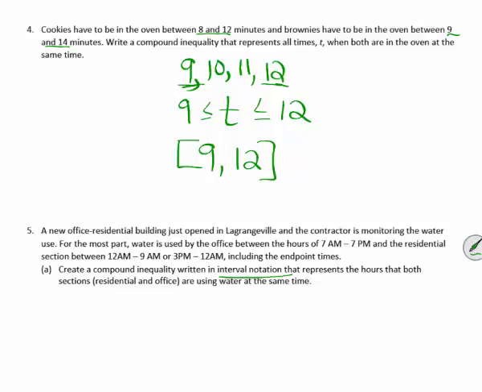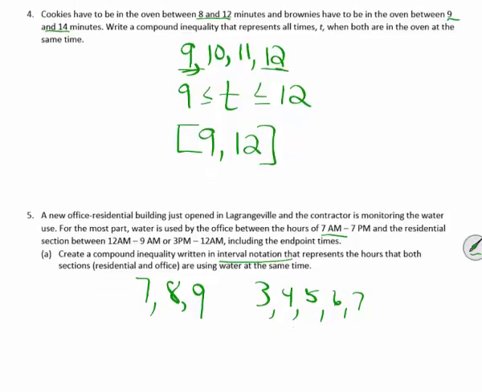So if I start at the end, right, 12 a.m., I'm not using it. Not using it at 12, 1, 2, 3, 4, 5, 6. But as soon as I hit 7 a.m., now they're both using it. So 7 a.m. works, 8 a.m. works, 9 a.m. works. All right, but then the residential section stops. So all those times in between, it's just the office stuff. So not until 3 does it start again. So 3 works, 4 works, 5, 6, 7, and then the office stuff drops off.